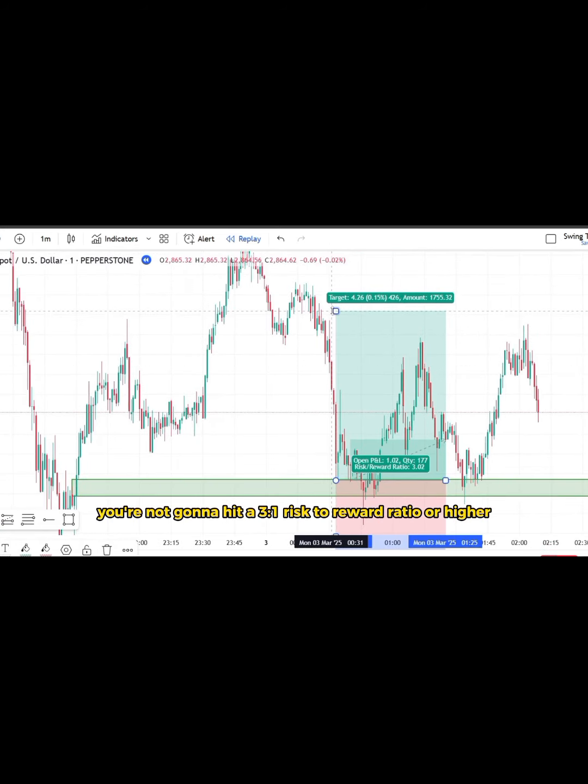Every single trade, you're not going to hit a 3 risk to reward ratio or higher. Sometimes it's going to reverse on you. Sometimes you'll get 2 risk to reward ratio.